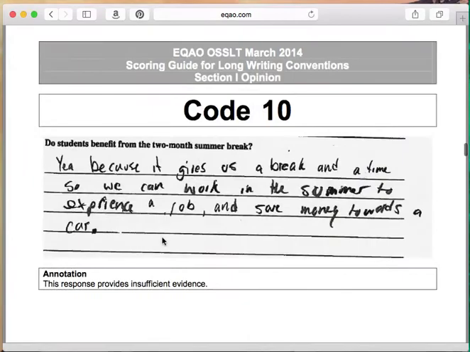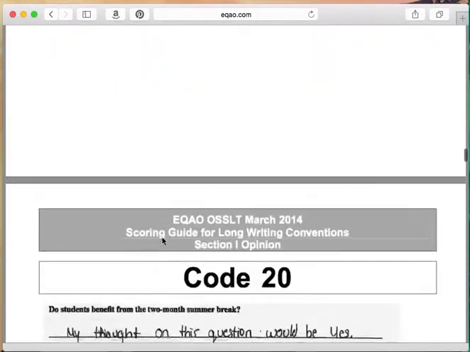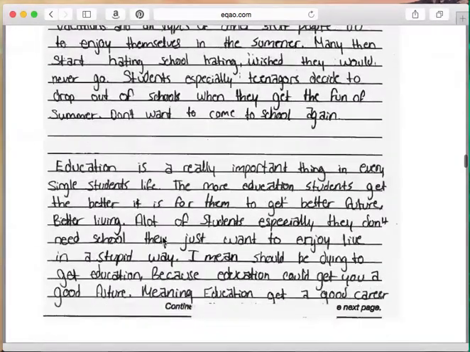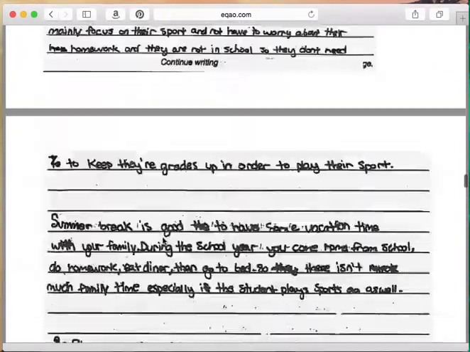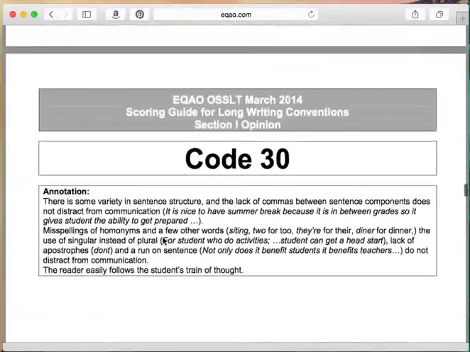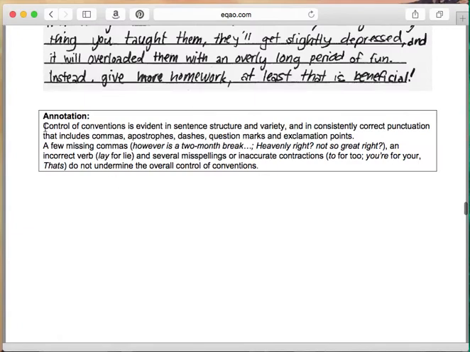Once again, they do on this website have a breakdown of the use of conventions here. So you can check that out on your own. I've shown you how to get here. Maybe I'll just look at the code 40 here and see what they have to say about controlled conventions. There's a variety of sentences, correct punctuation, your use of commas, apostrophes, perhaps dashes, question marks, exclamation points, and those terminal punctuation points.